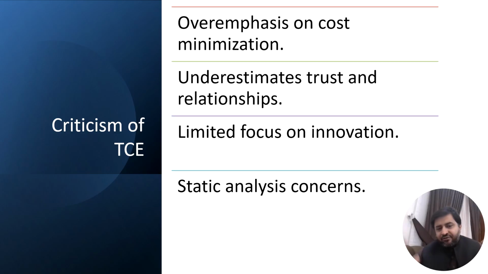There are a few people who say that there are some things TC must improve. It emphasizes a lot on minimizing cost. It underestimates trust and relationships, and it limits innovation, with limited focus on innovation, and it takes care of static analysis concerns. As we were discussing, specificity is extremely important, and then the cost is important. So there is less focus on innovation. When we do innovation, companies have to collaborate with each other. So this is the criticism which is made of TC.